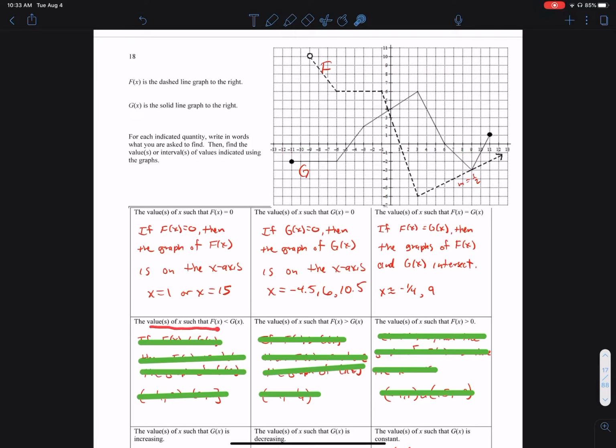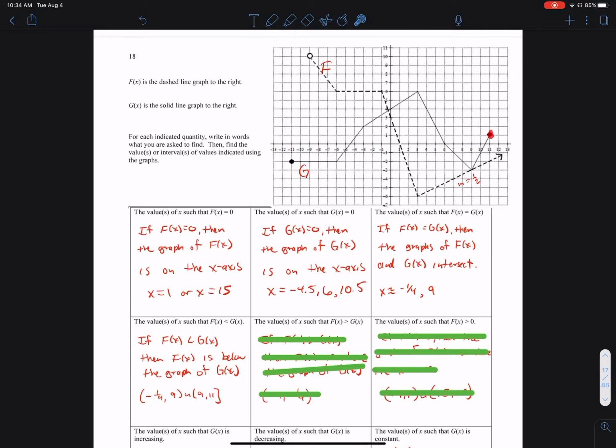The value of x such that f of x is below g of x. It's less than g of x. If f is less than g, then f of x is below the graph of g of x. And that is happening all through here. Skips over this point and then through here again. So we're saying it goes from -1/4, not inclusive, to 9, skips over 9, and then goes to 11. We stop at 11. Even though this graph continues, function g stops at 11. We can no longer compare them after that.